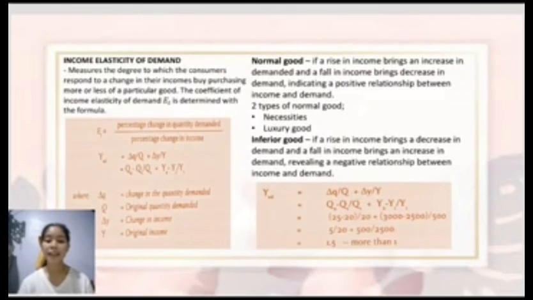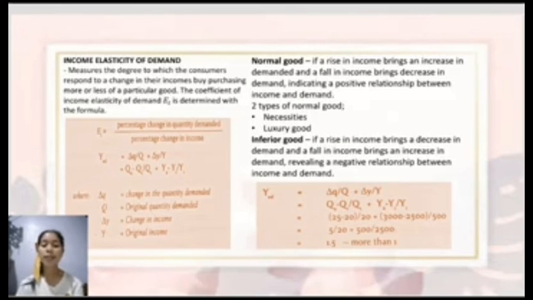Now, let's proceed to the income elasticity of demand. Income elasticity of demand measures the degree to which consumers respond to a change in their incomes by purchasing more or less of a particular good. The coefficient of income elasticity of demand is determined with a formula. Elasticity coefficient equals percentage change in quantity demanded divided by percentage change in income.